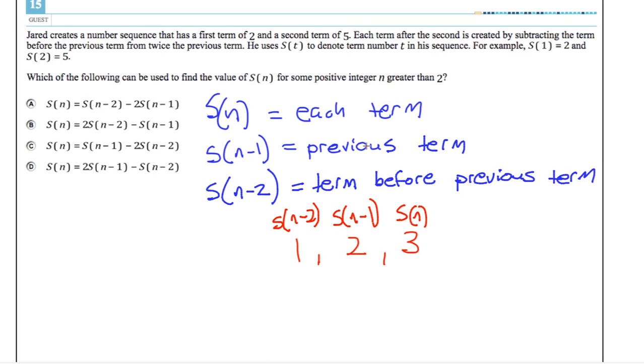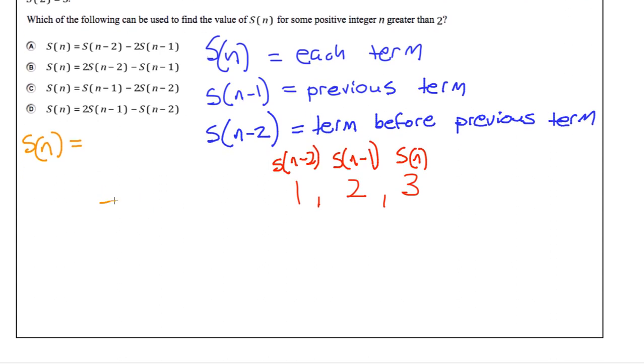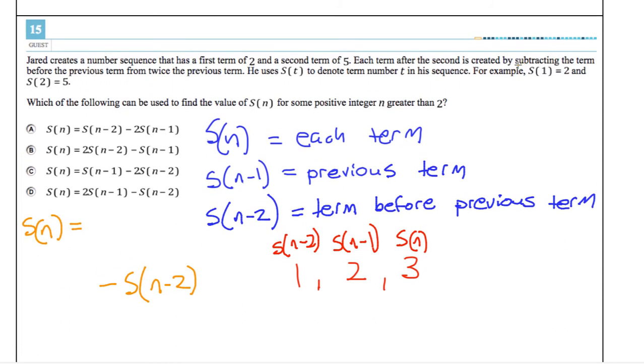All right, so now let's use this to analyze this problem. It says each term after the second is created. After the second just means n is greater than 2. Where does it say that? N is greater than 2. So don't worry about after the second. Each term is created by doing what? You have to subtract the term before the previous term from. So we don't know what we're subtracting from, but we know that we're going to be subtracting S of n minus 2.